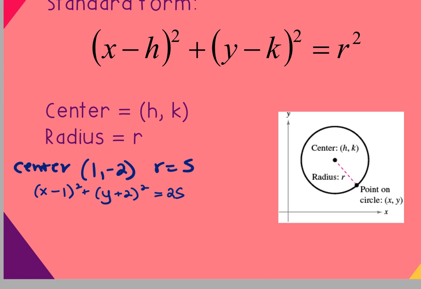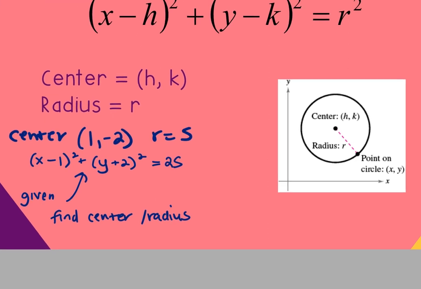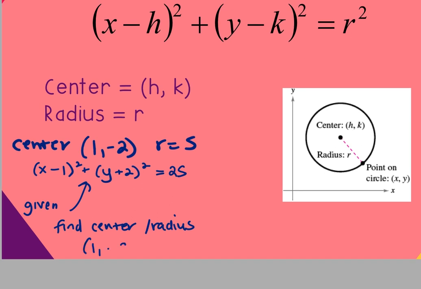The other is given the equation, find the center and the radius. When we pull the h and the k out of the equation, we change its sign just like we change it to put it in. You would change it when you take it out again. And you would square root the constant, making the radius 5.